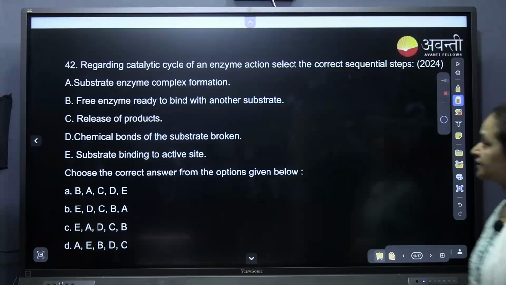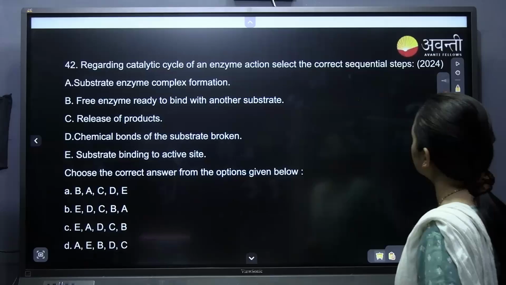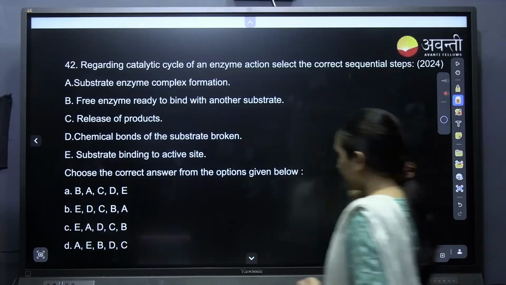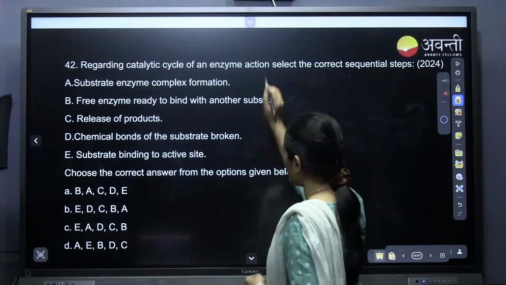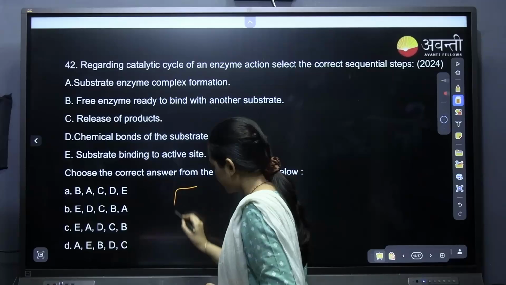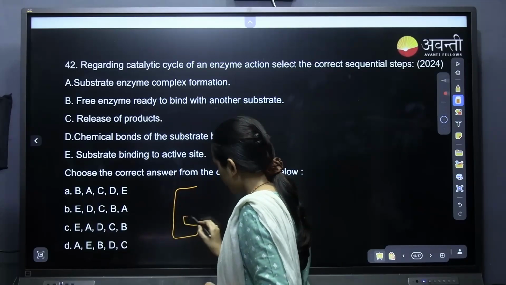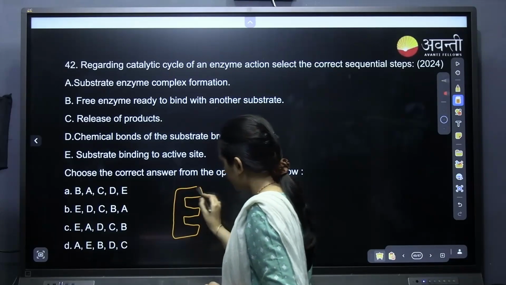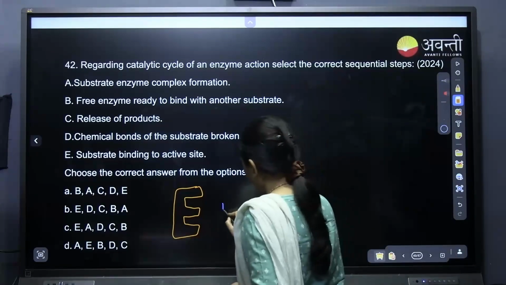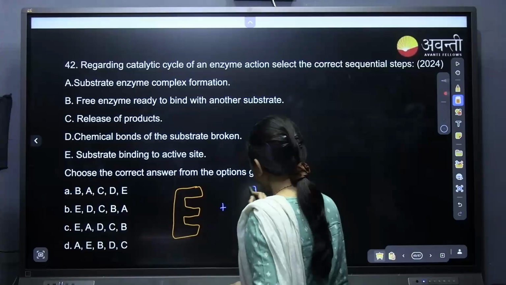Regarding the catalytic cycle of an enzyme action, select the correct sequential steps. We need to select. Before that, I will just explain it to you. This is the enzyme, for example. Okay, the enzyme is this one, and we have substrate here, plus substrate.